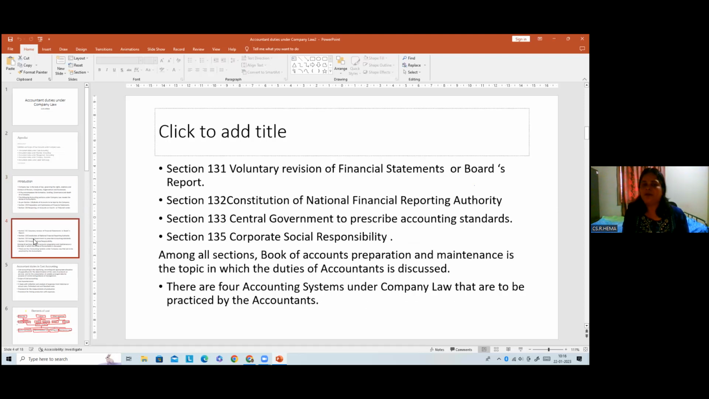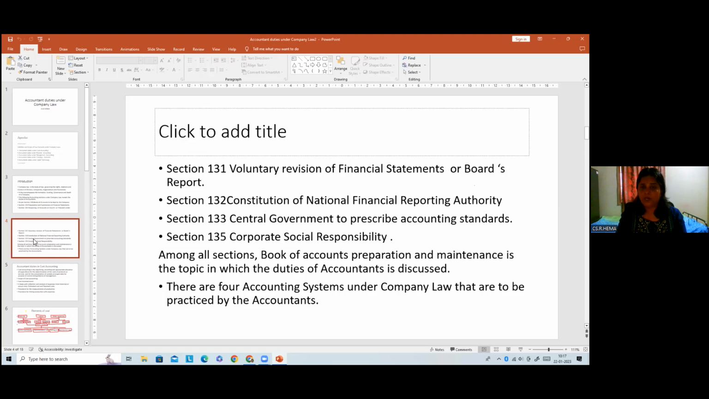Section 131, voluntary revision of financial statements or board's report, which I said before. If any member or any other person related to SEBI or like that, related to our company which is running, if they want to revise the financial statements, or even our directors or the promoters. You know about the promoters? Promoters means the persons who are responsible for the incorporation of a company, the main purpose for the company, are said to be promoters. You know about the promoters? If not, I will explain.